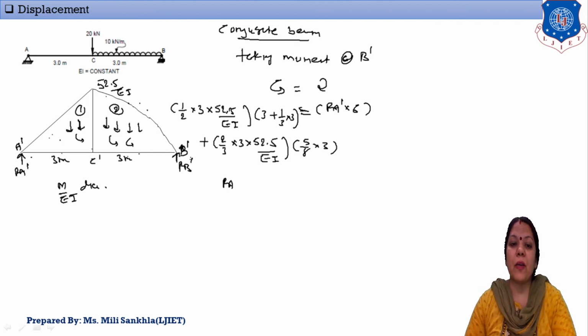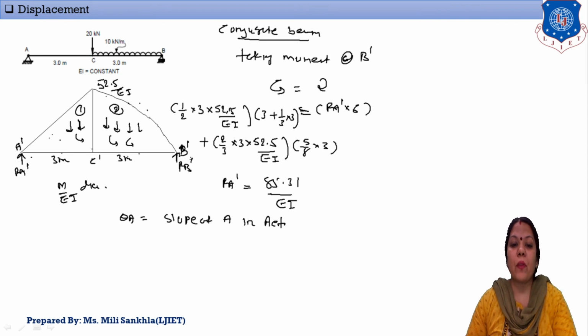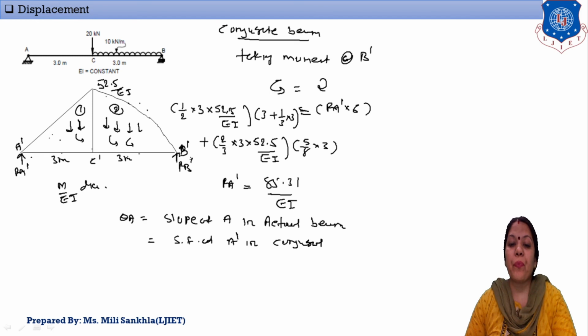Now after simplification, RA dash is equal to 85.31 by EI. Now what is theta A? First value we find out. Theta A is equal to slope at A in the actual beam, and that is equal to SF at A dash in the conjugate beam, that we recently found out, and that is equal to RA dash. What is the value of RA dash?